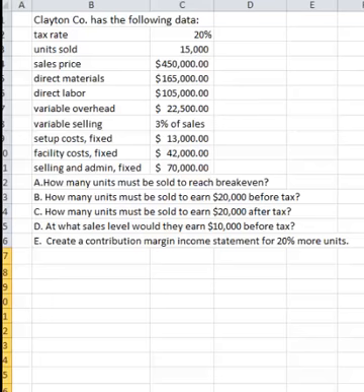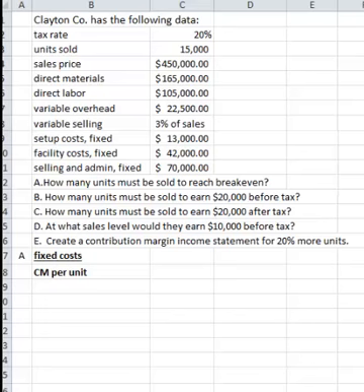We're going to work on Clayton Company. We're going to work on break-even, target profit, and then contribution margin income statement. So let's start with A. What is the formula for break-even in units? Fixed cost divided by contribution margin per unit.